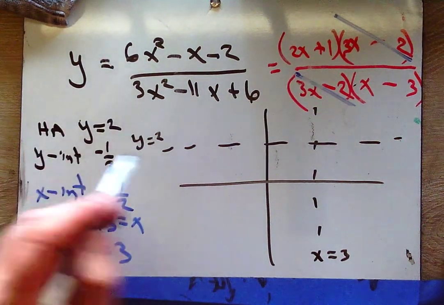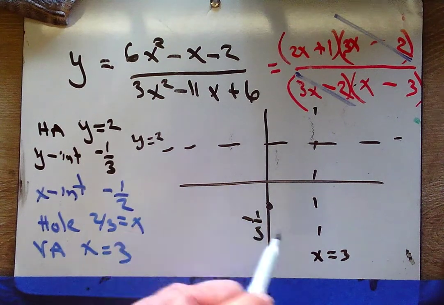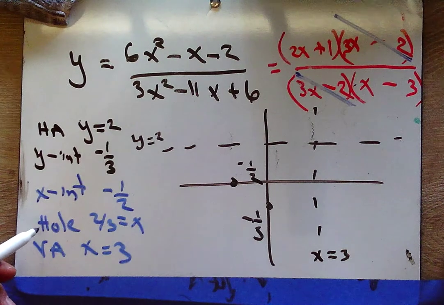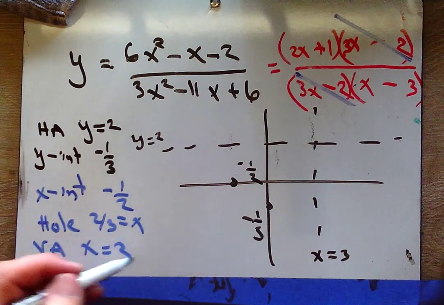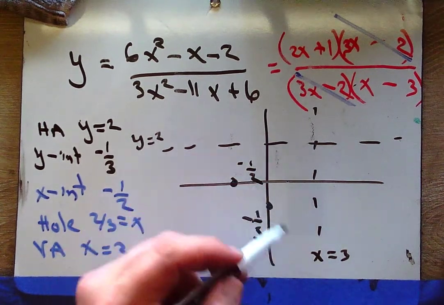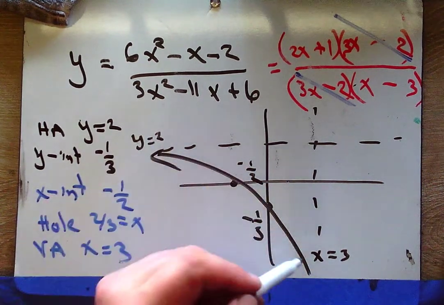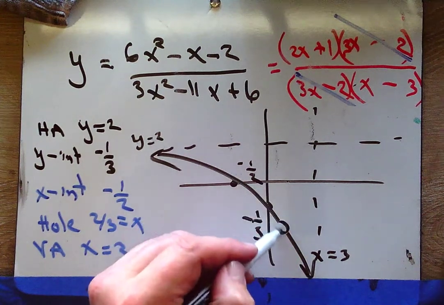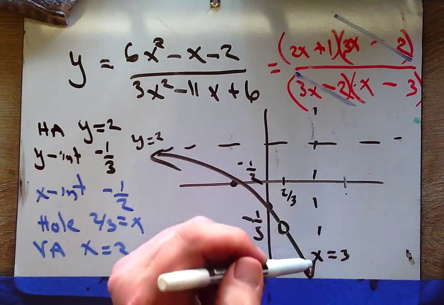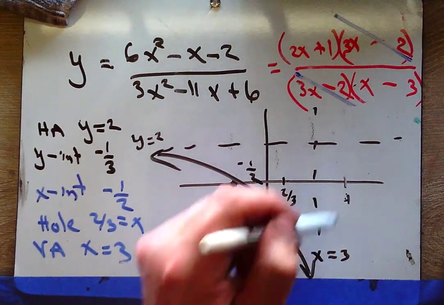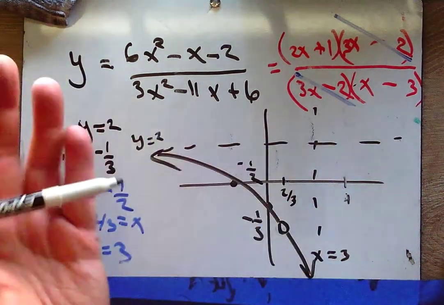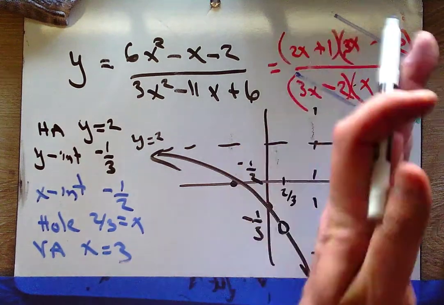Okay, what's next? We know a y-intercept of -1/3, an x-intercept of -1/2. We've got a hole at 2/3 and a vertical asymptote here. So 2/3 is going to be somewhere in here. So a hole at 2/3. And if I plug in a test value like 4, I know it's not going to be this piece because that piece requires an x-intercept. I don't have an x-intercept over here.